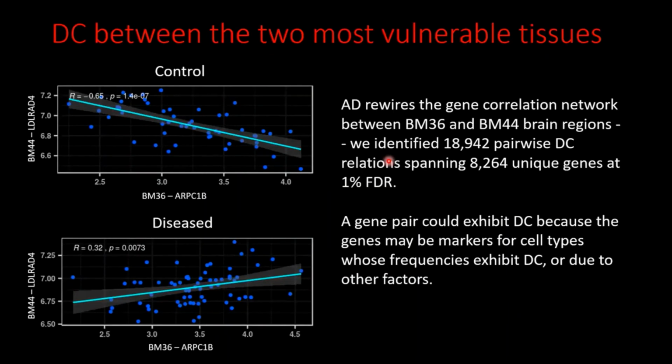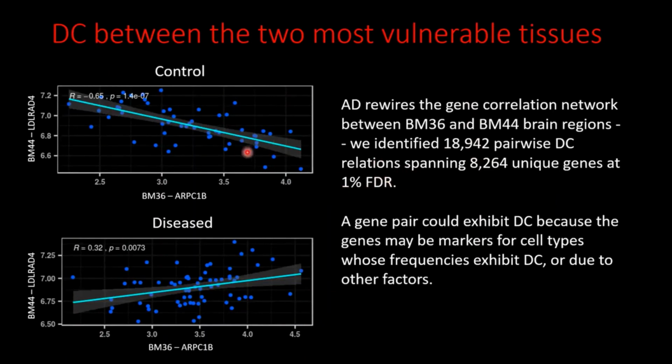After following the methodology in the previous slide, we identify 18,942 significant DC relations which span across 8,264 unique genes. The number of genes initially in the study is 21K odd. So 8,264 of those genes are involved in relationships that are differentially correlated at the 1% FDR.